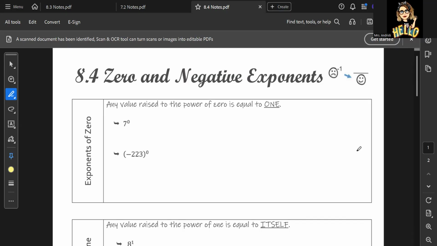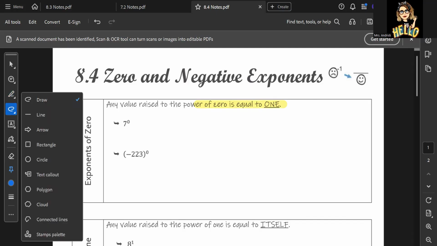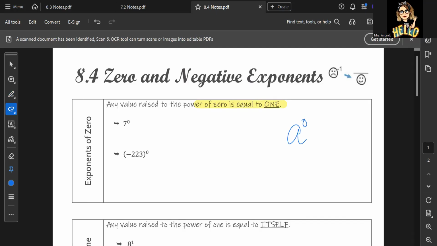It just says anything to the power of 0 is equal to 1. So our rule that says that is if it's a to the 0, it's equal to 1. So no matter what it is, if it's to the 0 power, it's 1. So in this case, 7 to the 0 is 1. Negative 223 to the 0 power is 1. Anything to the 0 power is 1.